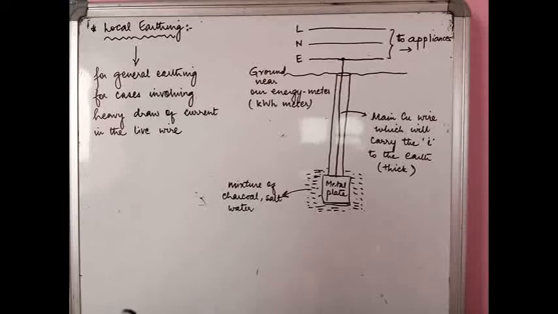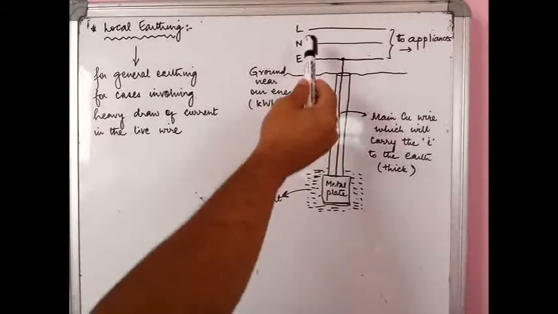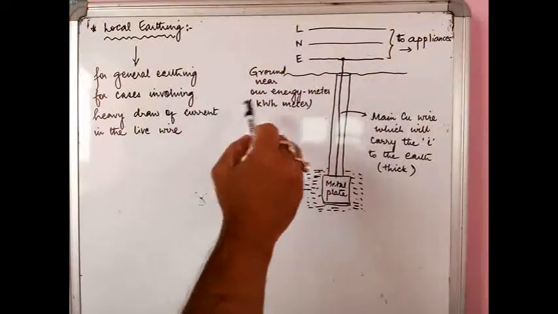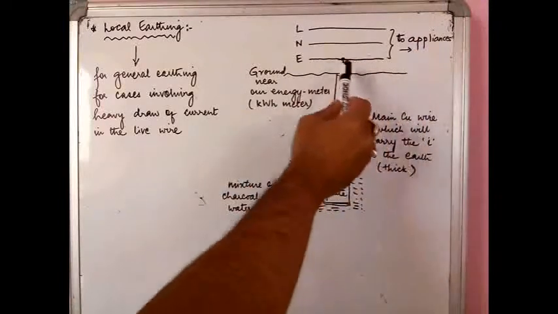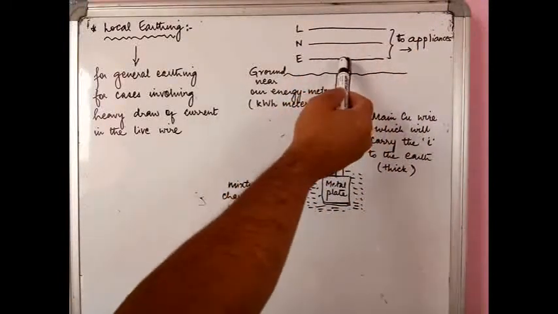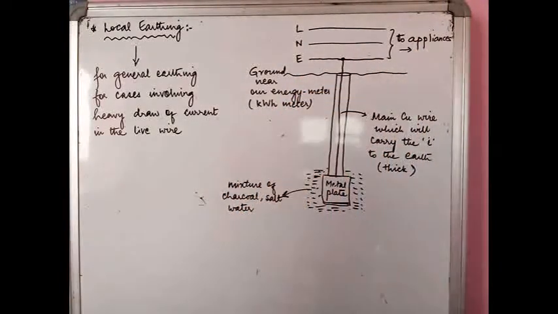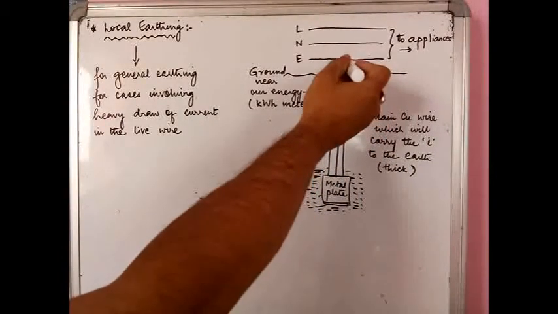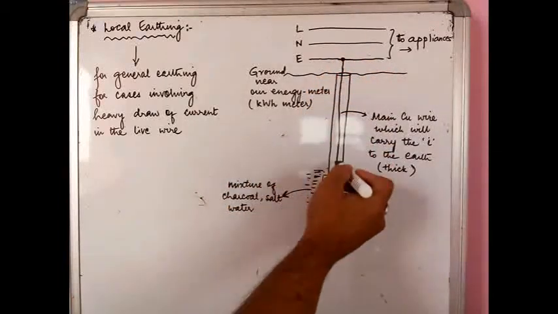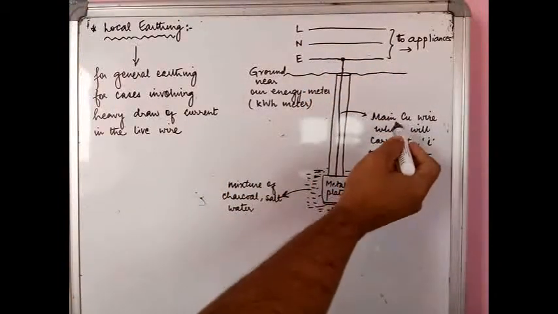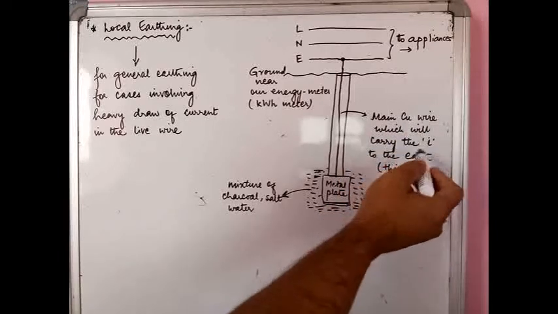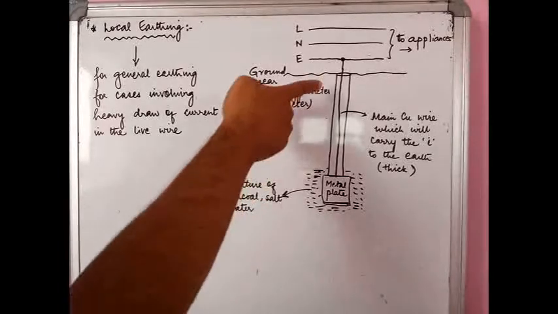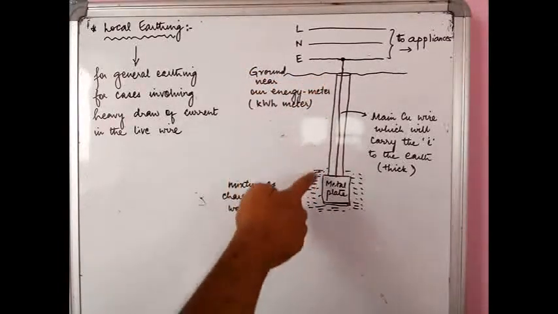Now how is local earthing done? You see these three wires, once again running live, neutral and earth. They are coming from the supplier and then going to the appliances. Now near your energy meter, this earth wire. Why is the earth wire so important? Near the gate you have this thick metal wire. In fact, it is the main copper wire, which will carry the excess current to the earth. Now this particular distance is generally 2 to 3 meters deep.